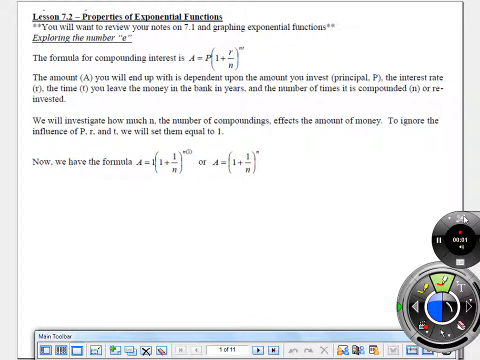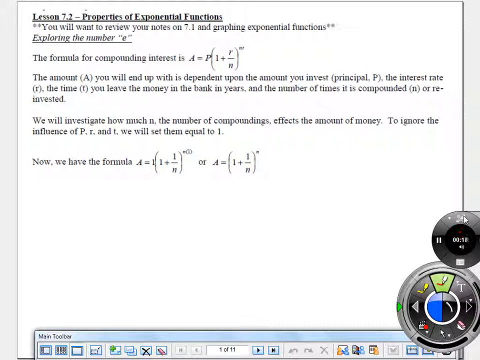First thing we're going to do is a little bit of an exploration. Now, the homework in this unit is still going to use stuff from 7.1. So if you have to go back and review the graphing that we did in 7.1, you're going to want to do that because 7.2 will still have you graph some exponential functions. We're just going to look at one new portion of it.